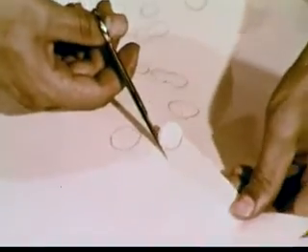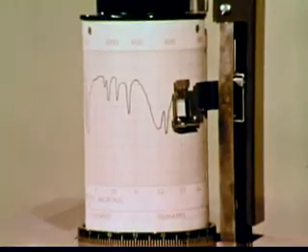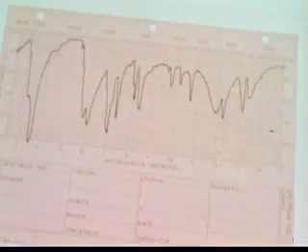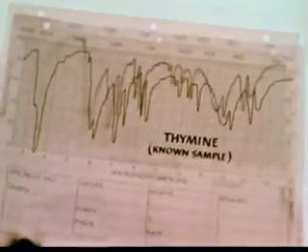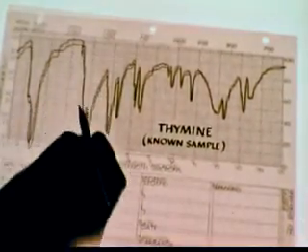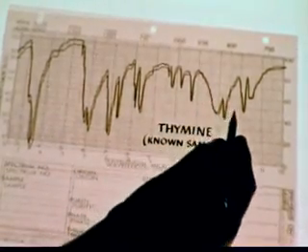We'll cut out one of these marked areas and dissolve the material from the paper with another solvent. Now we can analyze the dissolved material with an infrared spectrometer. A characteristic spectrum is produced by each component separated in the chromatography procedure. The absorption spectrum produced by one of these extracts is compared with the known absorption spectrum of the chemical thymine. Apparently, chromosomes contain thymine.